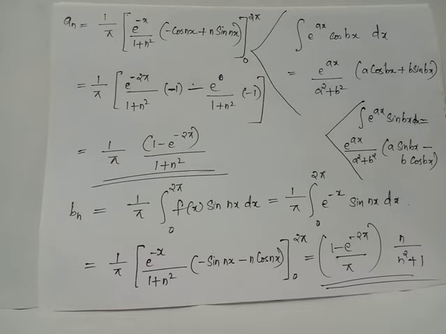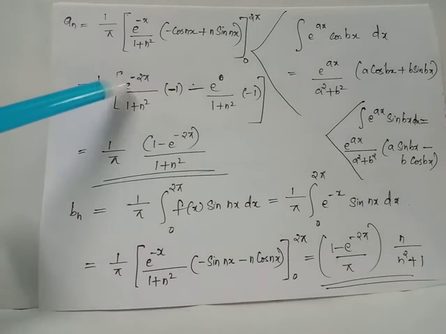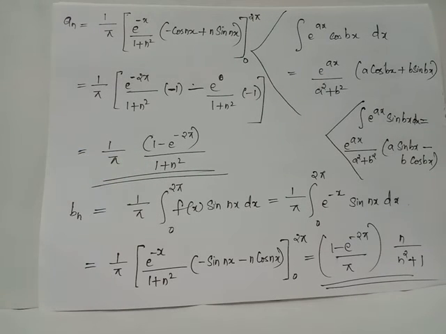When you give x equals 0, you will get e raised to minus 0 divided by 1 plus n square multiplied to minus 1 into cos 0. We have e raised to negative 0 equals e raised to 0 equals 1 and negative cos 0 equals negative 1. We have minus into minus becoming plus and thus we will get 1 by 1 plus n square and minus 1 into e raised to minus 2 pi divided by 1 plus n square gives minus e raised to minus 2 pi divided by 1 plus n square. Denominator 1 plus n square can be taken outside and thus we will get this expression for a n.